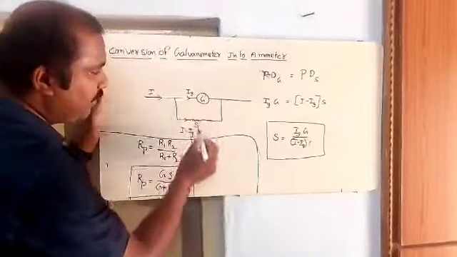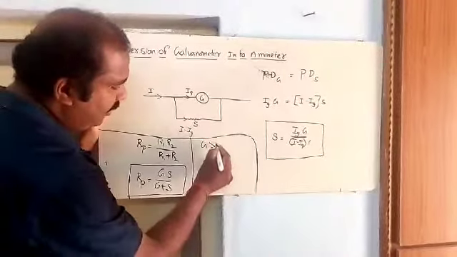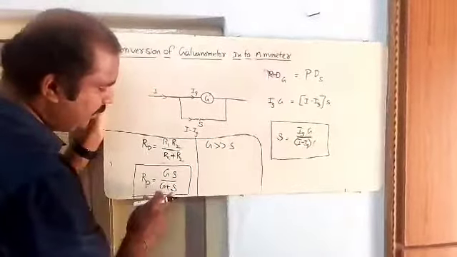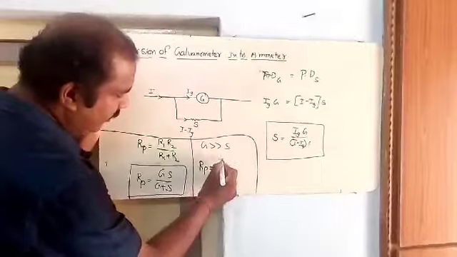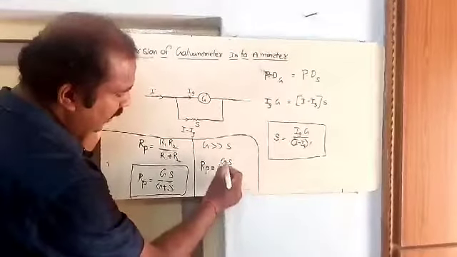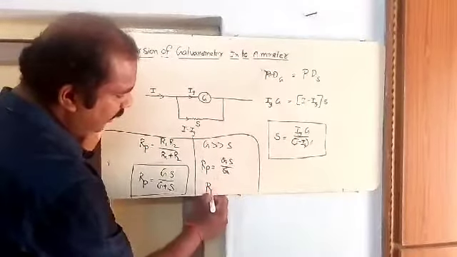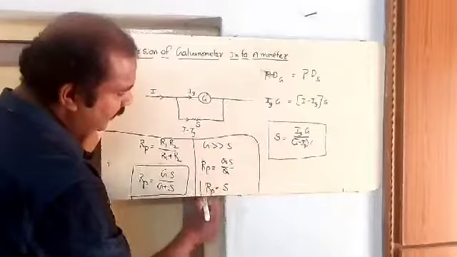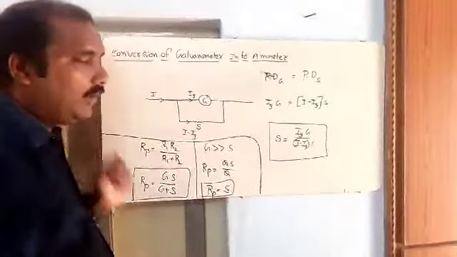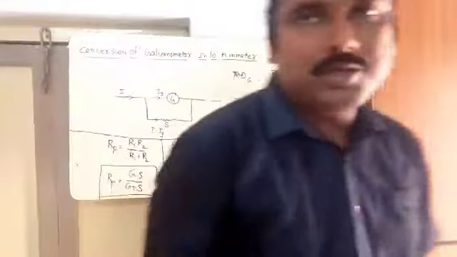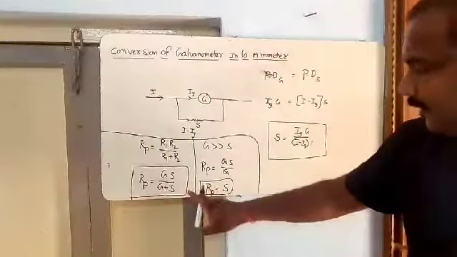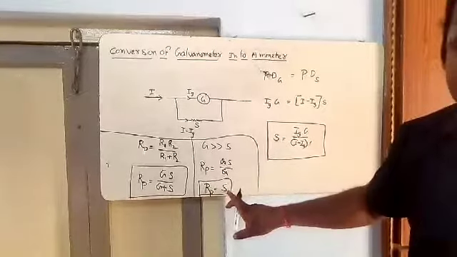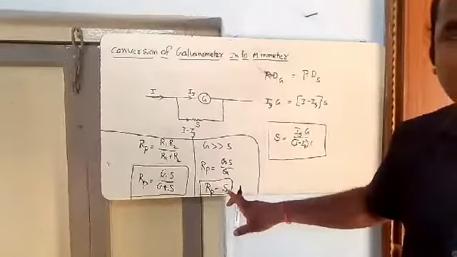Because this G value is much greater than S, S can be neglected, and finally the resistance in parallel equation becomes GS by G, and G cancels. So finally Rp is equal to S. So you see, if a very low value resistance is connected in parallel, it is called a shunt, and the effective resistance decreases. Its value will be only S, because the shunt is very low.